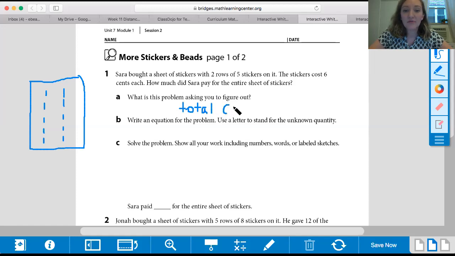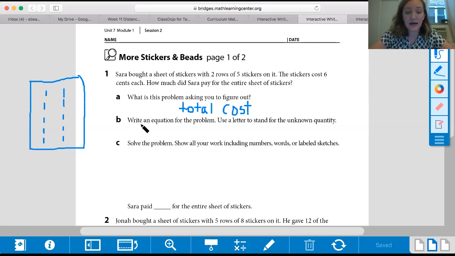Write an equation for the problem, and we're going to use a letter to stand for the unknown quantity, the total cost. We'll use C, because cost starts with C, right? So let's write an equation. The first thing we need to do is figure out how many stickers there are in total, and then we can multiply that by 6 to find out what our total cost is. Because it's going to be 6 plus 6 plus 6, and so on. I'm not going to write that down. I want to write down a multiplication equation.